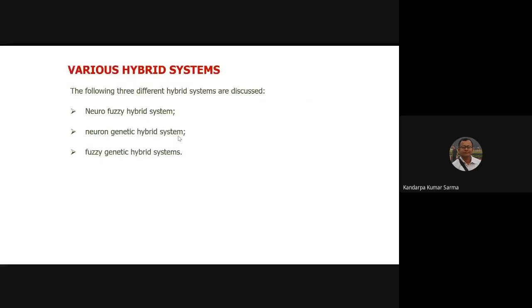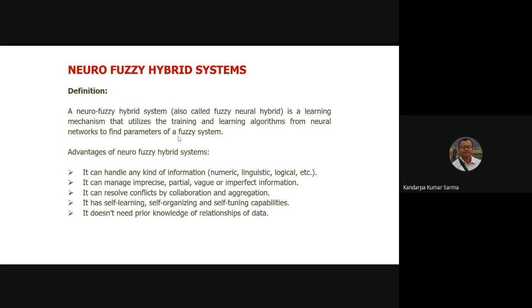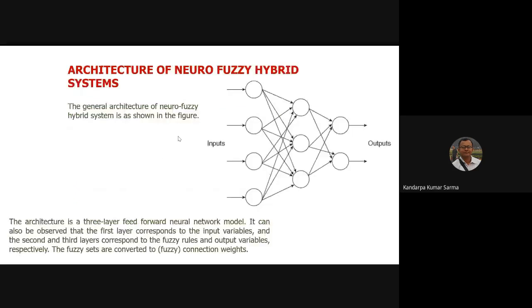Now, there are varied types of hybrid systems, like the neuro-fuzzy hybrid system, neuro-genetic hybrid system, fuzzy genetic hybrid system. Now, in the case of the neuro-fuzzy hybrid system, we find that the neuro-fuzzy will be combining together and forming a learning mechanism that will use training and learning process from the neural networks and use the parameters of a fuzzy system. So here is a structure of a neuro-fuzzy hybrid system. It's a three-layered neural network where the first layer corresponds to the input variables. The second and third layers will be corresponding to the fuzzy rules and the output variables, respectively. The fuzzy sets are converted to fuzzy connection weights.